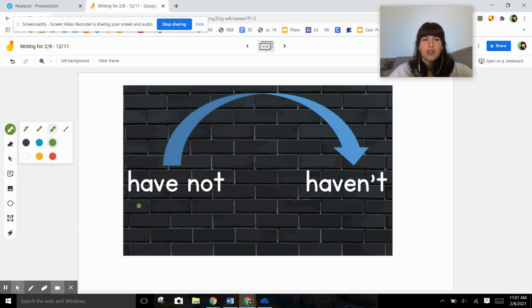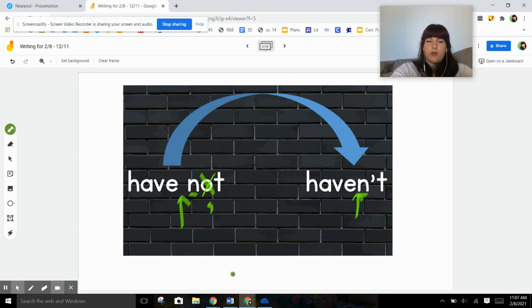Let's do green. So have not turns into haven't. So let's see what we do. So we've got H-A-V-E, H-A-V-E. Okay, so we keep that. Then we definitely squish them together just like Ms. Sack showed you. So we get rid of that space. We keep the N, see how the N stays the same? Oh, and we drop the O, and we replace it with an apostrophe, and we keep the T.